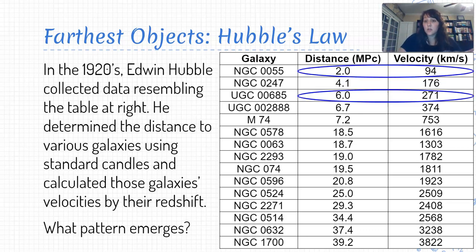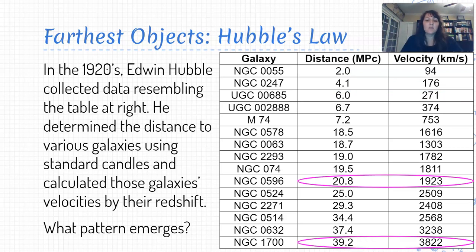Or if I choose these 2 data points right here, if I triple the distance from 2 megaparsecs away to 6 megaparsecs away, the velocity goes from about 90 to about 270 kilometers per second, so that's about tripling. So I triple the distance, I triple the velocity. Or, just for fun, let's jump down to the bottom of the data table as well. I choose maybe 20 megaparsecs and 40 megaparsecs. So again, a pair where one is double the distance of the other, and I see that the velocity similarly is about double, going from about 1900 kilometers per second to about 3800 kilometers per second.